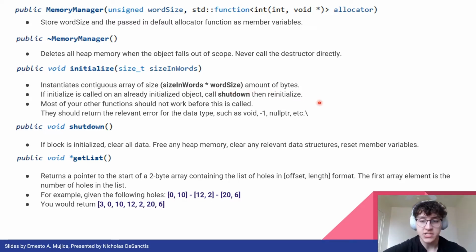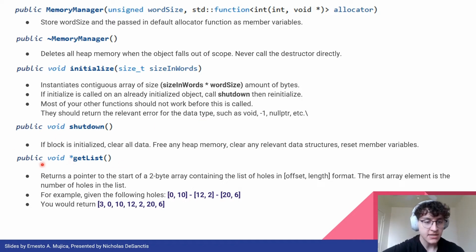Now, if initialize is called on an already initialized memory manager, then shut down and reinitialize. Now, for that matter, most of your functions should not work before initialize is called on the memory manager object. So be sure to check for this in your functions and return the relevant error where necessary. Then shut down. This will clear all data, free any heap memory, clear your data structures, and reset member variables to their default states.